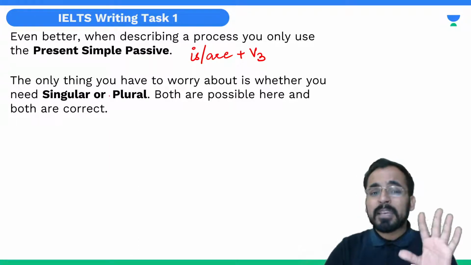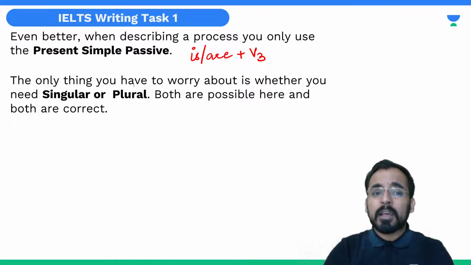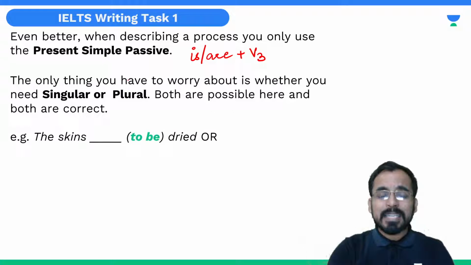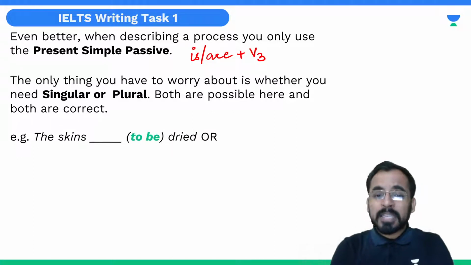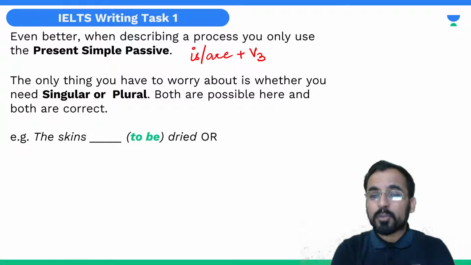So the only thing you have to worry about is whether singular will come or plural will come, is or are. Okay? Okay. Let's say the first one. The skins dash dried. Now tell me, is or are? Is or are? So when you use passive voice, the only thing you have to be careful about is using the singular or plural verbs.